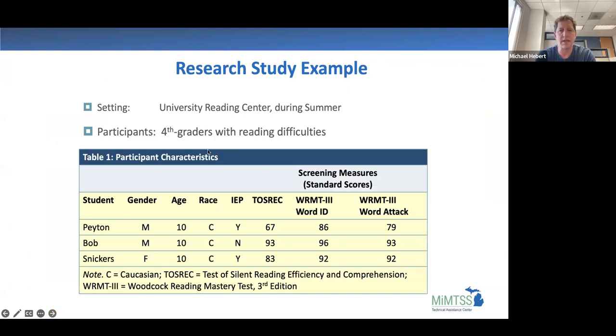In a research study example, when we taught kids how to use note frames to take notes like this, we found some really good results. We did this study with fourth graders that had reading difficulties, all around age 10. You can see that based on the reading scores on the TOSREC, the test of silent reading efficiency. They all were lower performing readers. Their word identification skills were slightly lower than average, and their word attack scores were slightly lower than average.